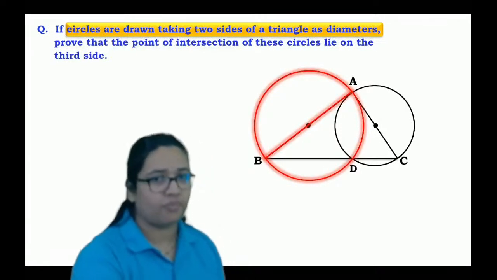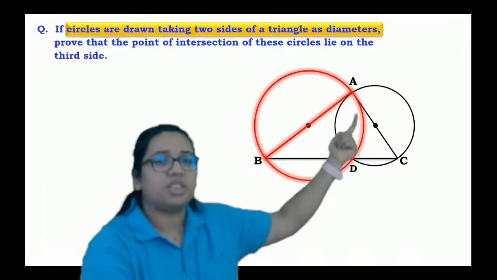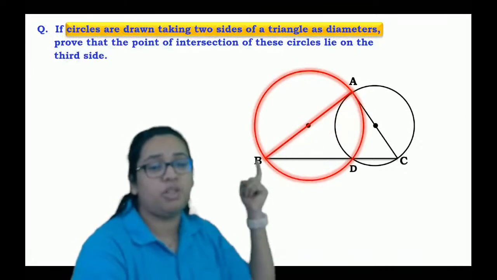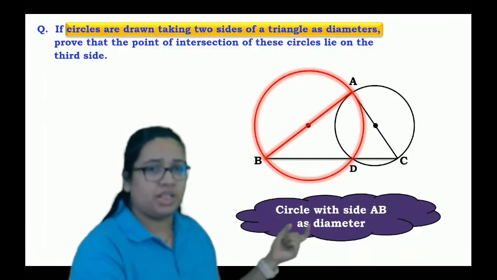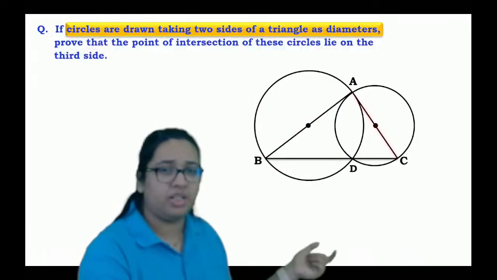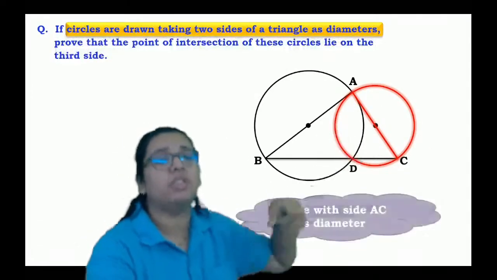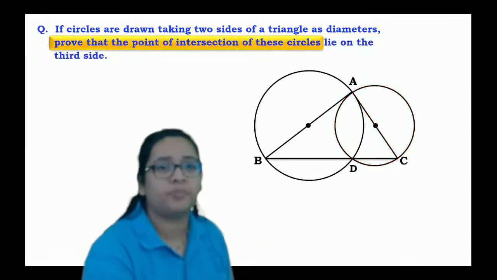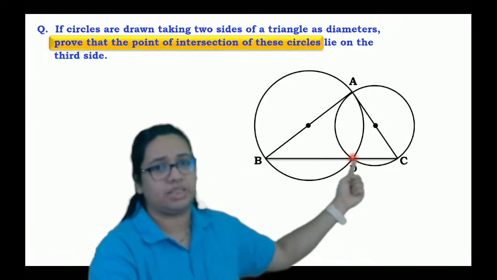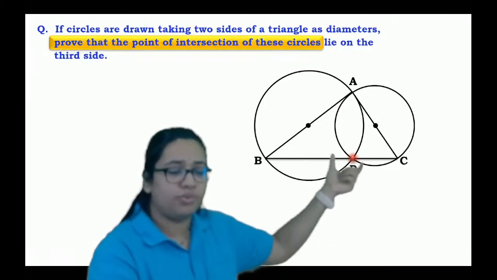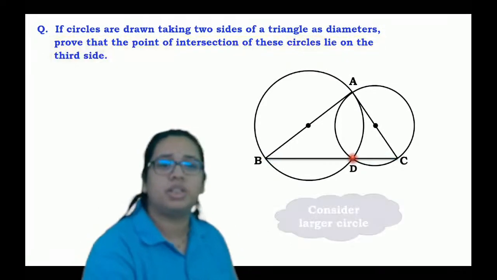Okay, should we do it? See, ABC is a triangle. We are considering a circle in which AB will work as a diameter. So this will be the circle with side AB as a diameter. Similarly, the second circle will be this, where AC will work as a diameter. Now we have to prove that the point of intersection of these two circles lies on the third side.